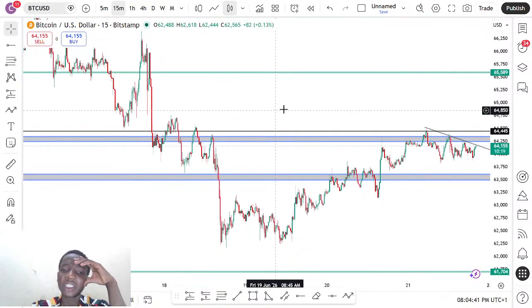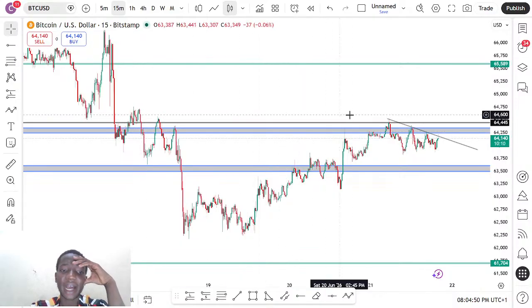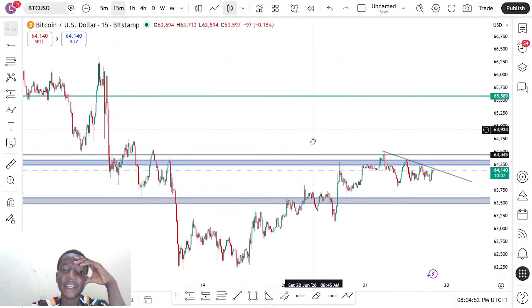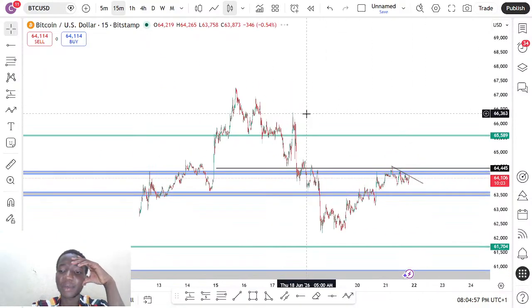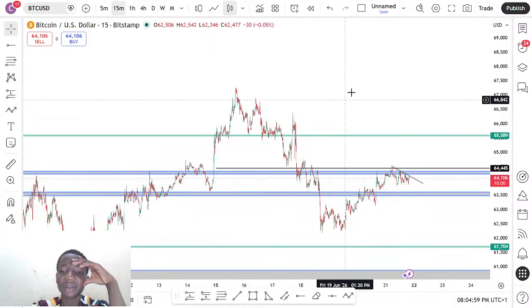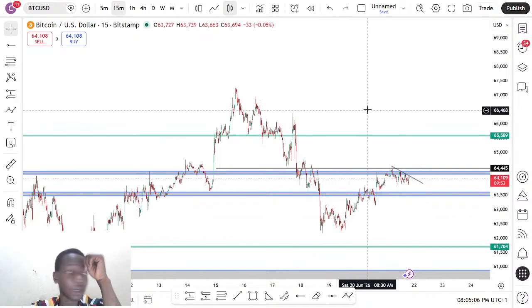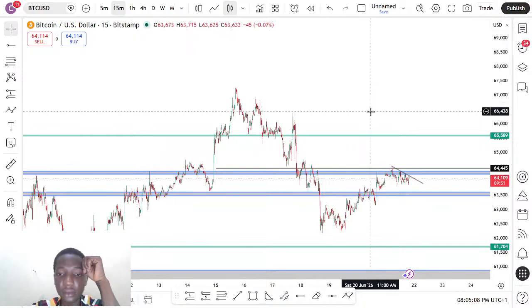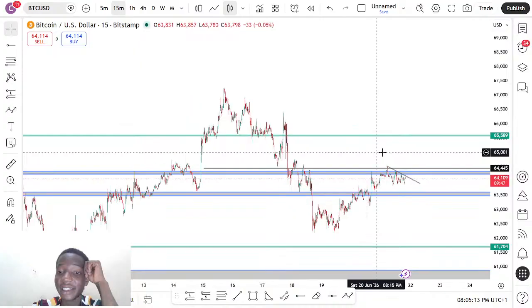Because you know this place here, there's a demand zone here. So this demand zone, the market didn't give a proper breakout on it. If there's a proper breakout from the zone, that means I'm still going to buy. There's a possibility that the market will still go back up and still sell again.